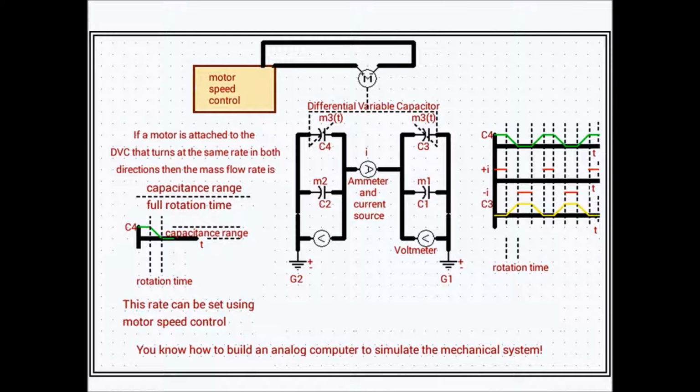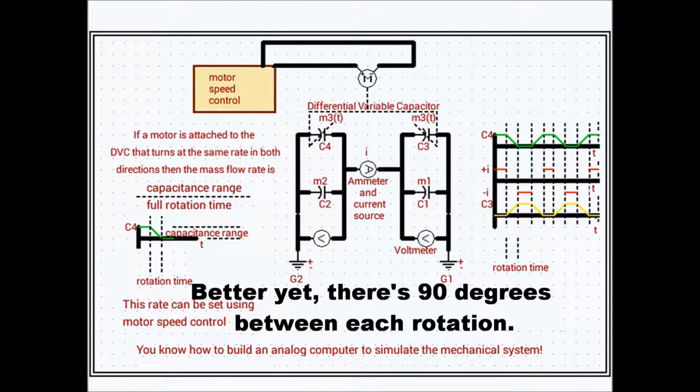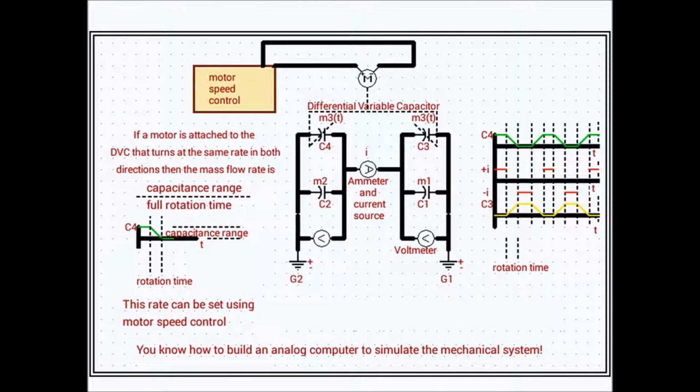Notice that the waveform shows that we have a 120-degree difference between when the capacitance starts to rotate the shaft, so every 120 degrees we get a rotation of the motor speed control. That is the phasing of this simulation sequence.